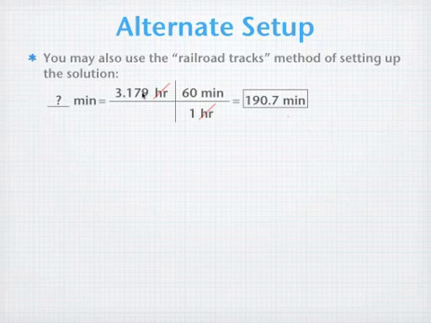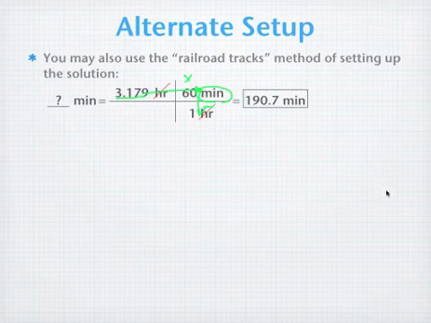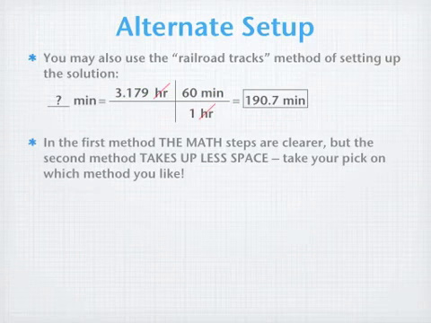Zigzag method, start in the upper left, move to the right, move down, multiply and divide. The correct number of significant figures, 4 significant figures, and our final answer is the same, 190.7 minutes. In the first method, the math steps are clearer, and I prefer that method.